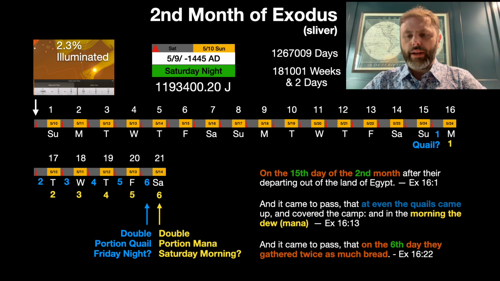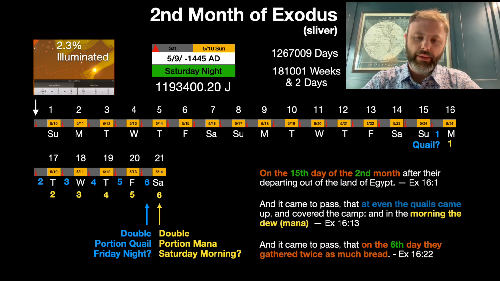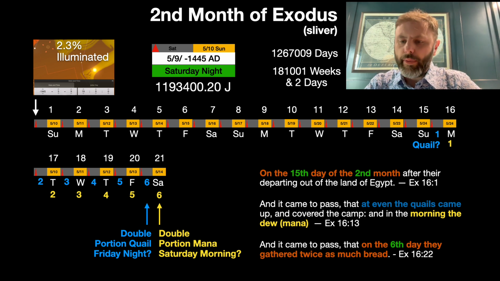So let's go ahead and dive in to the second month of Exodus. This is when the manna is supposed to come. We know from Exodus 16:1, on the 15th day of the second month, after their departing out of the land of Egypt, and it came to pass that at evening the quail came up and covered the camp, and in the morning manna came down.